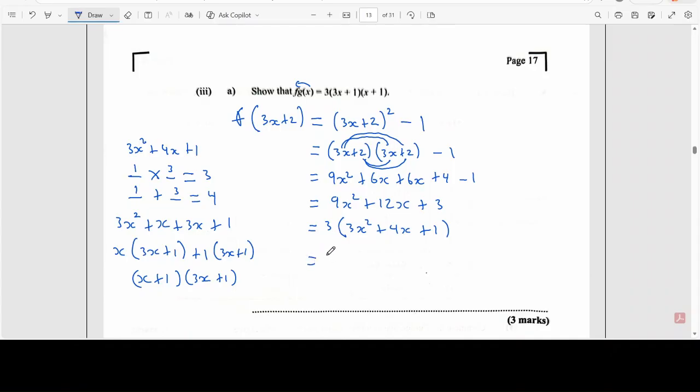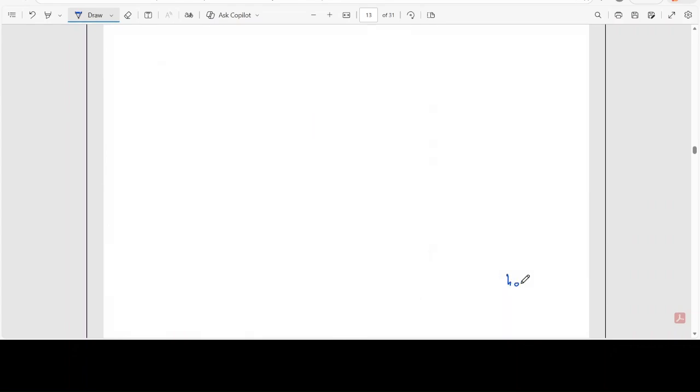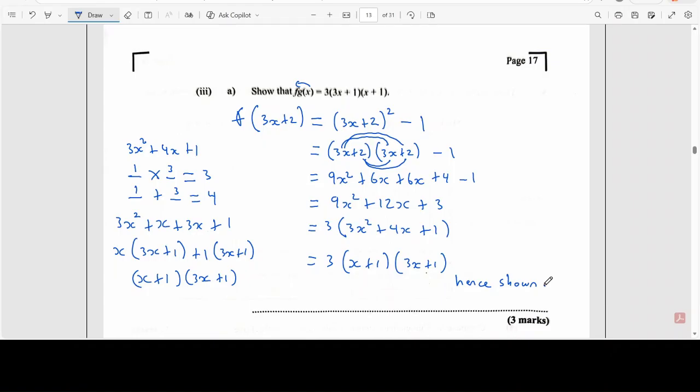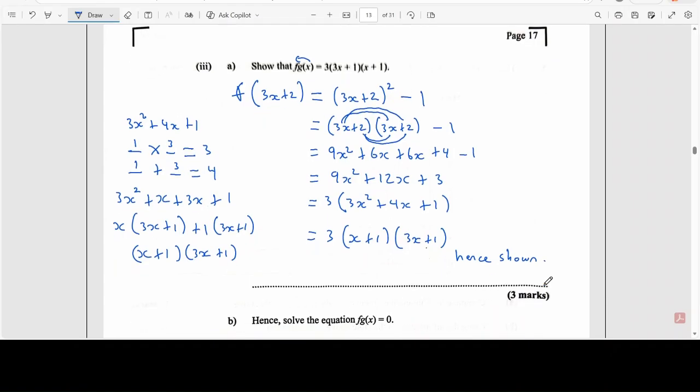So the final answer here will be 3, and then we put these terms as we have it, x plus 1 by 3x plus 1. And I would ask us to show. Hence shown. Right, so that was a lot of work for that 3 marks.